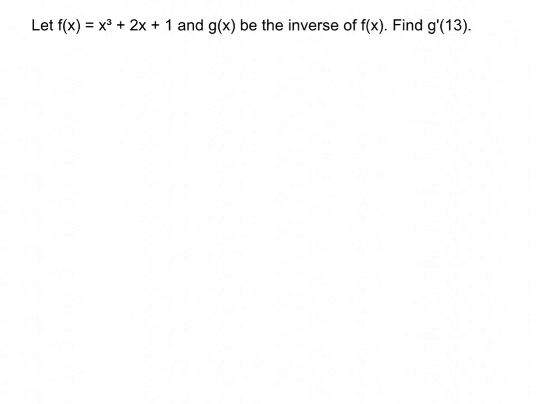This first one is a pretty standard example. Let f of x be x cubed plus 2x plus 1, and g of x be the inverse of f of x. I want us to find g prime of 13. Your best bet here is to start with the formula, plug things in, and start from the inside. The formula says g prime of 13 is equal to 1 over f prime of g of 13.